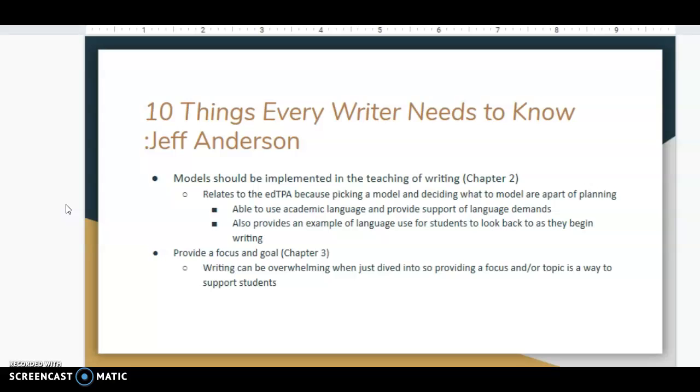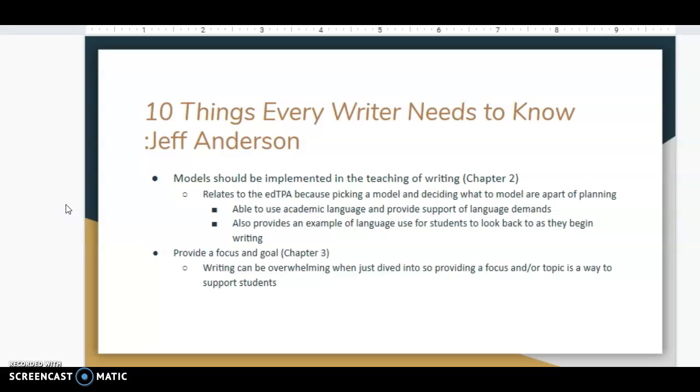correct context. And it also provides an example of language used for students to look back to as they begin writing. So for a model or sample writing, students could look back to it, think, okay, did I make this citation correctly? Did I incorporate the page number of the article or the novel or the author's name, all those things that need to be added to demonstrate that these are someone else's thoughts and not their own.